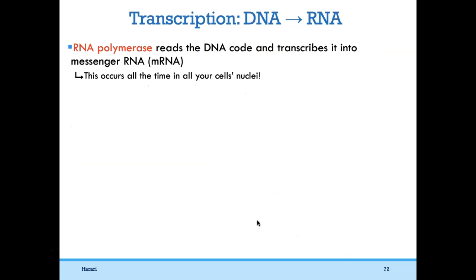So the enzyme that does this is RNA polymerase. So RNA polymerase is able to read the genetic DNA code and rewrite it into a different language, so to speak. It transcribes it into messenger RNA called mRNA. This is occurring right now in all of your cells' nuclei, right? You always need proteins, so you're always going to need to do transcription and translation.